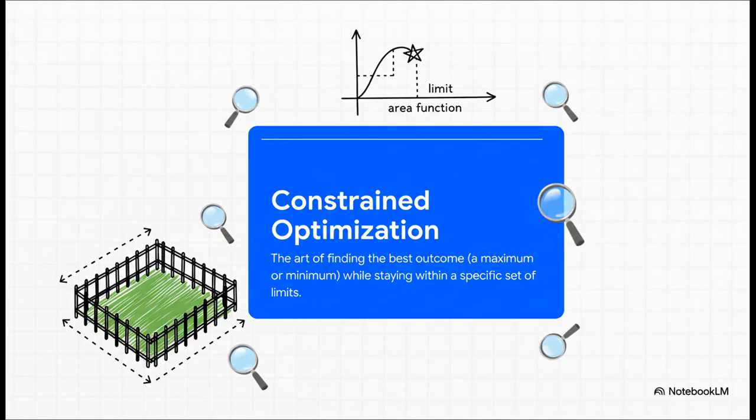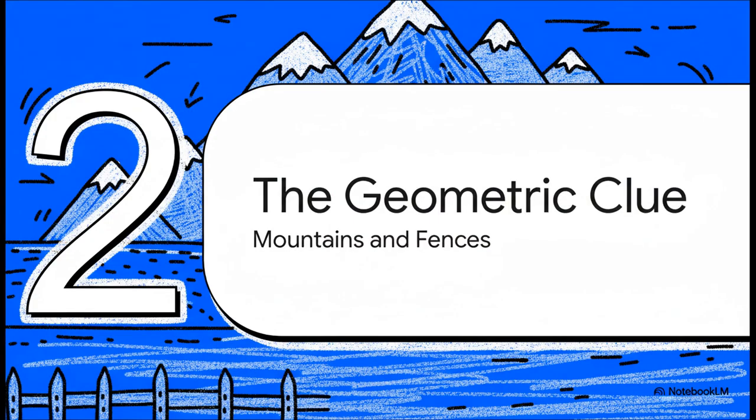And what we've just described here is a perfect example of what's called constrained optimization. This slide just gives it a formal name. Our function is the area we want to make as big as possible, and our limit is that fixed length of fence. We're just trying to find the best possible outcome while following a very strict rule. Now, you could try to solve this with a whole bunch of algebra, sure, but the real aha moment, the big breakthrough, comes when we turn this problem into a picture that involves a mountain.